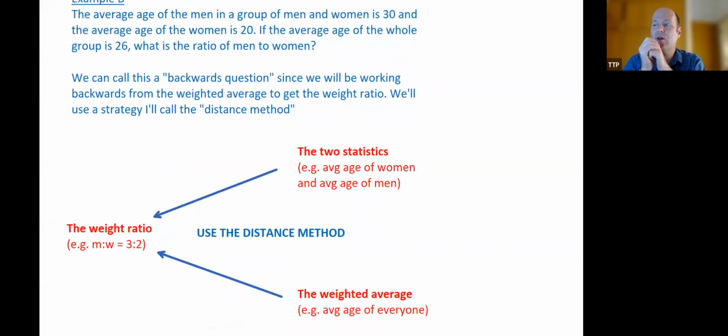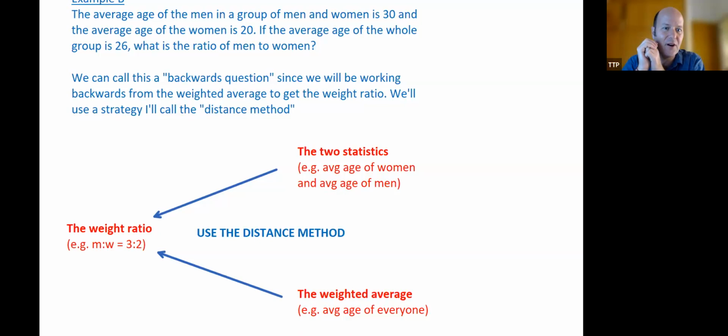We have the weighted average, and we can use something that I refer to as the distance method to find the weight ratio. And this is the punchline of the session here this evening or this afternoon, whatever it is, your time of day. It's evening by me.